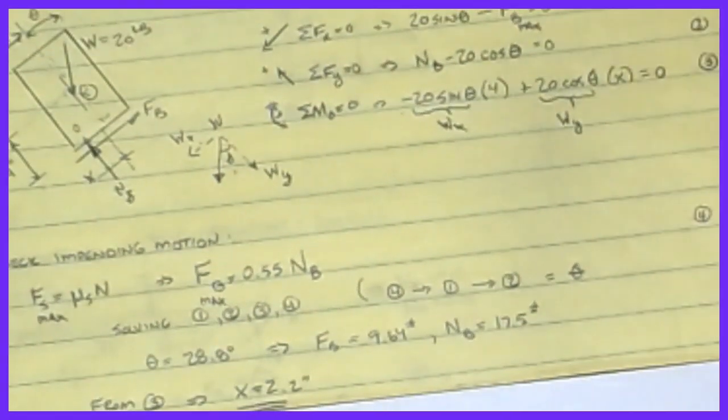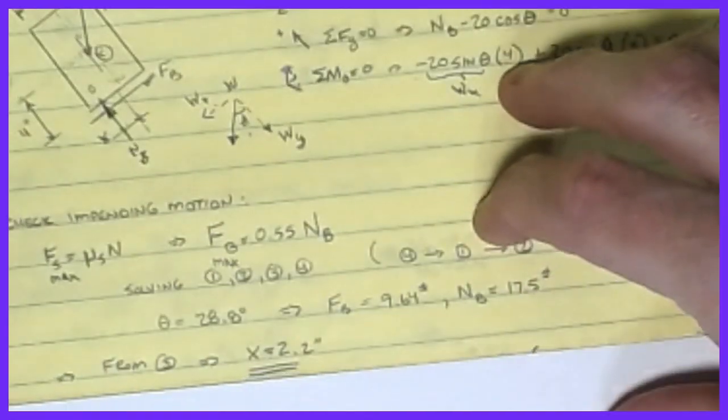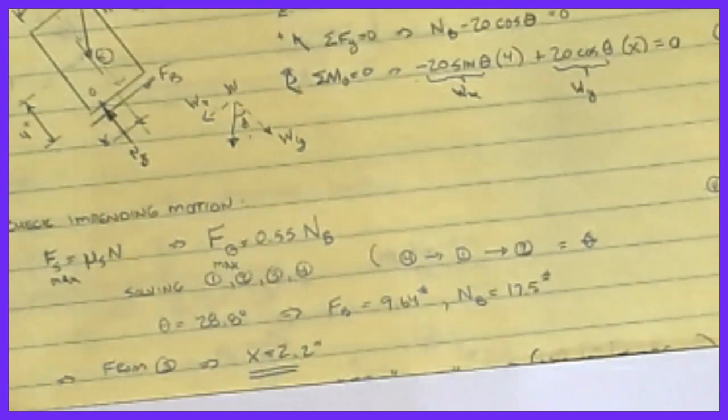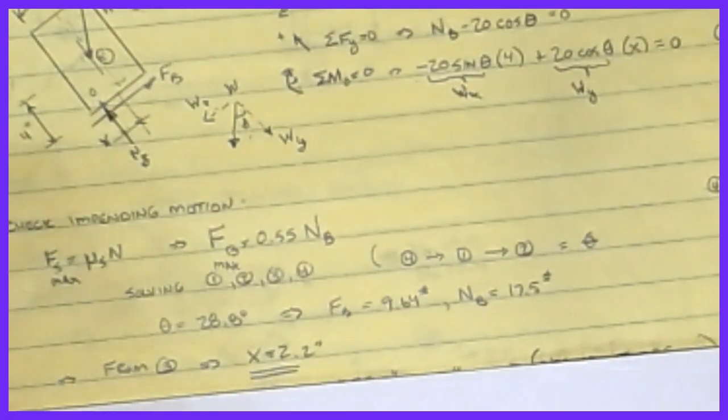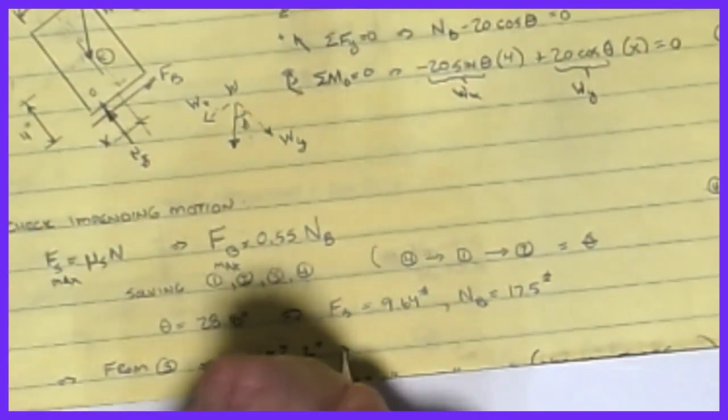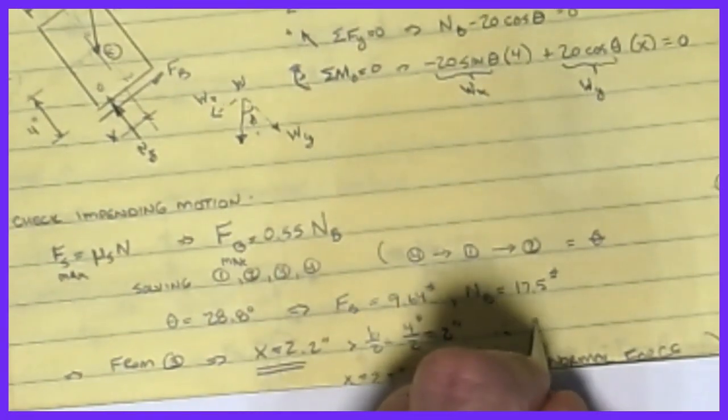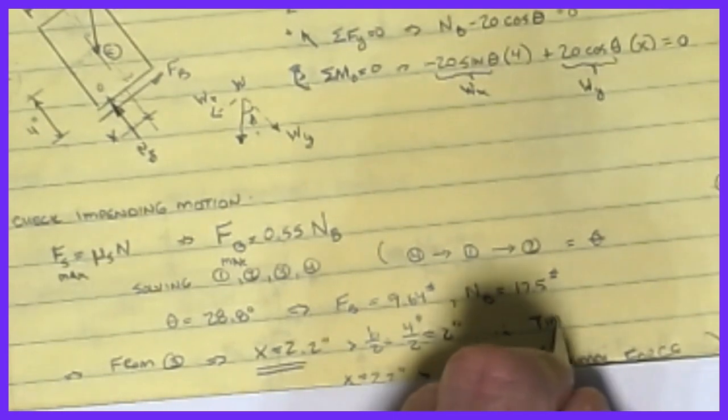All right, and so what we're going to find then is that x, in order to have this object start to slide, ends up being 2.2 inches. Now this is greater than our b over 2, which was 4 inches over 2, or 2 inches. Okay, therefore, tipping occurs first.